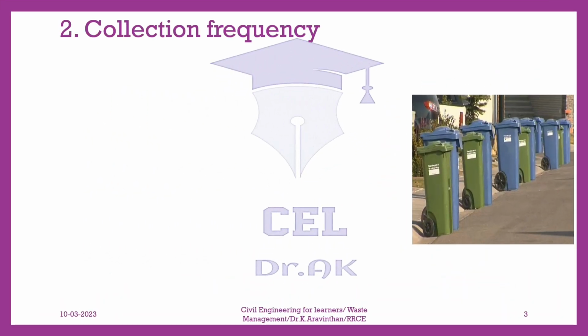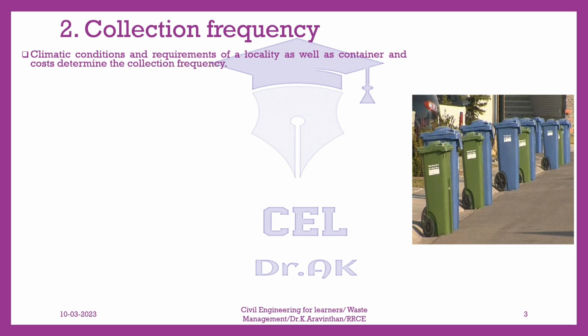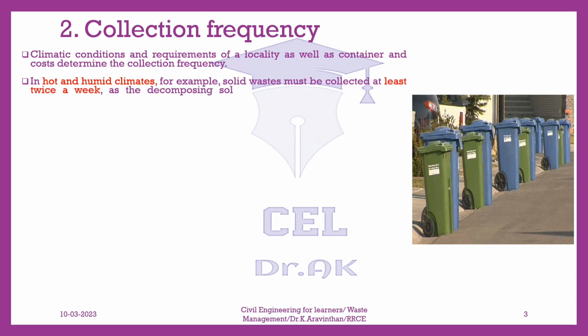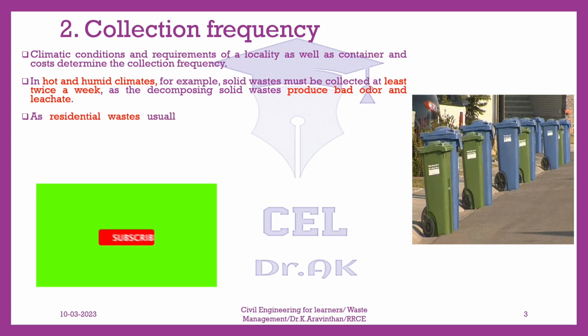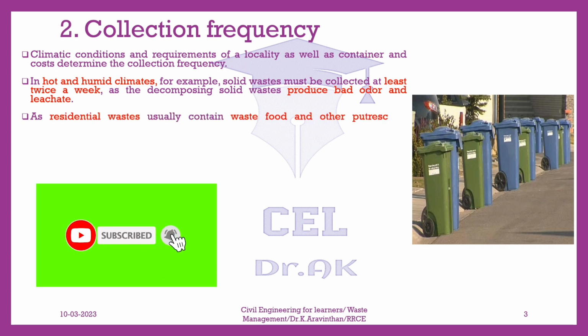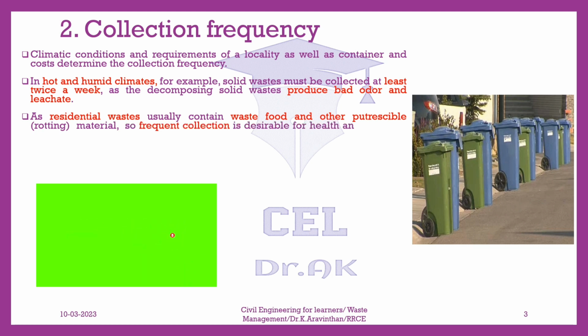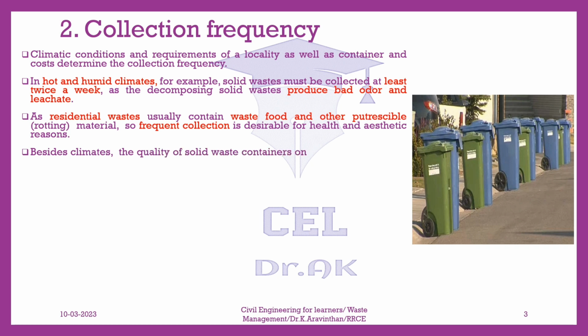Collection frequency. Climatic conditions and requirements of a locality as well as container and costs determine the collection frequency. In hot and humid climates, for example, solid wastes must be collected at least twice a week, as the decomposing solid wastes produce bad odor and leachate. As residential wastes usually contain waste food and other putrescible, rotting material, frequent collection is desirable for health and aesthetic reasons. Besides climates, the quality of solid waste containers on site also determines the collection frequency.